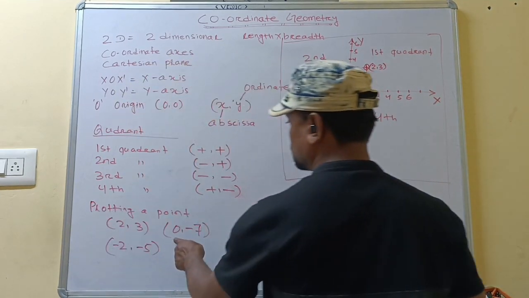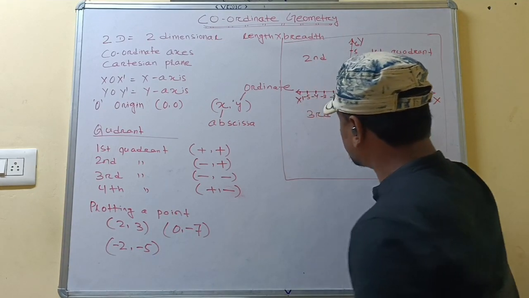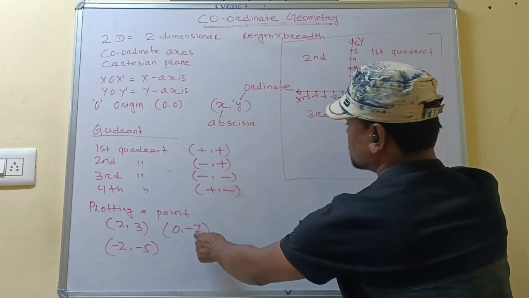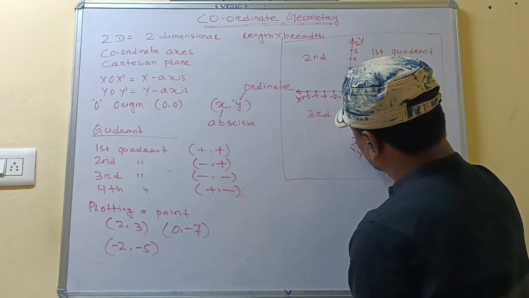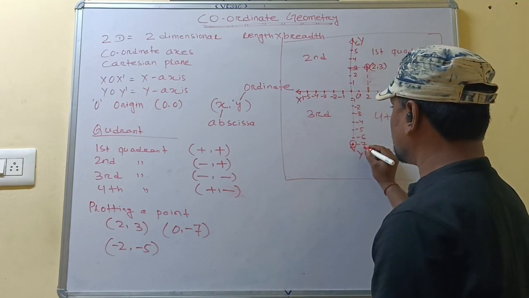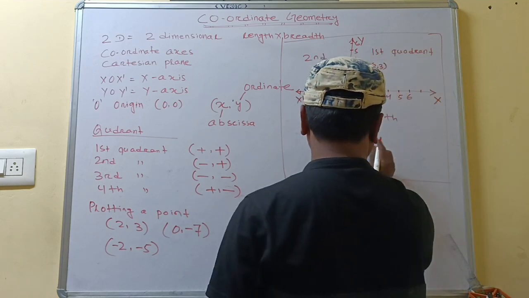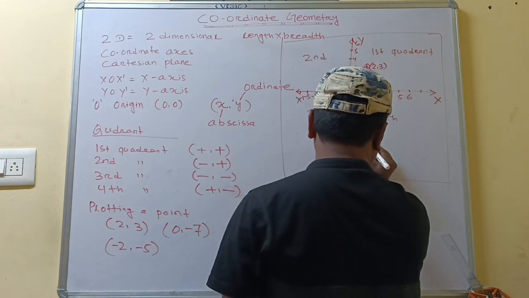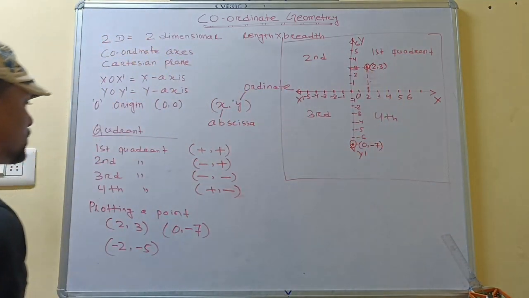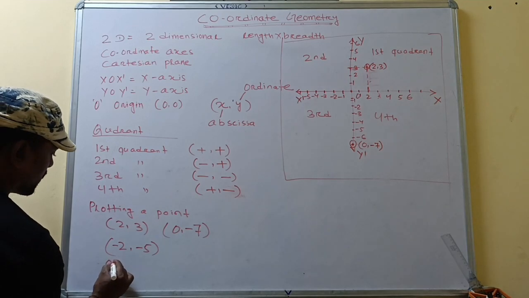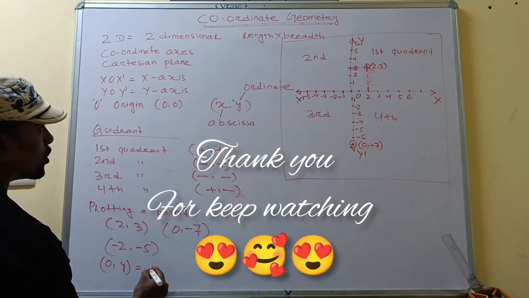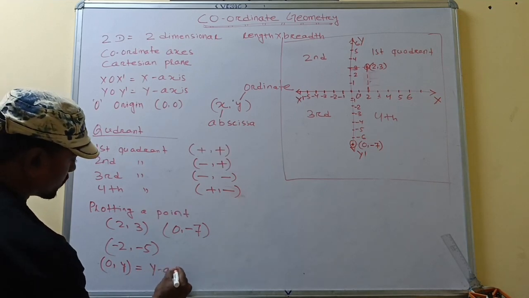And again I will put 0, minus 7. X coordinate 0 means it lies on the origin, and 0, minus 7 means it will come to here. In the x coordinate it is 0, in the y coordinate it is minus 7. So we can write it as 0, minus 7. If the x coordinate is 0 and the y coordinate is anything, negative or positive, it always lies on the y axis.